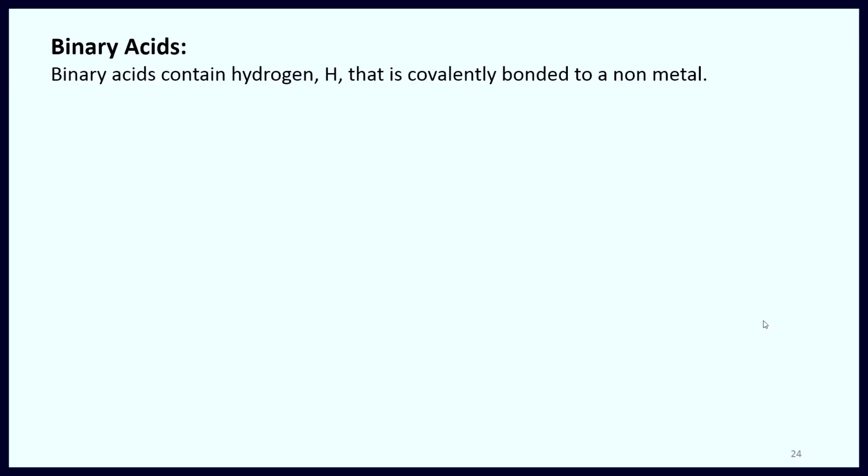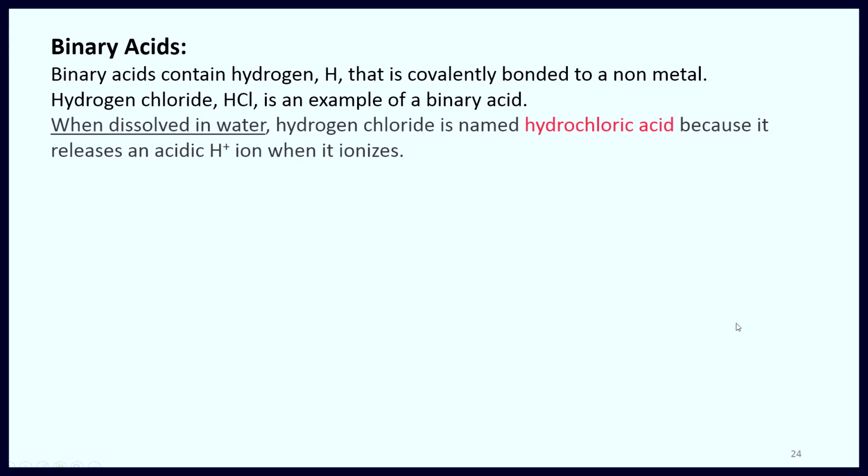Right, next we want to look at binary acids. Now, a binary acid contains hydrogen that is covalently bonded to a nonmetal. Hydrogen chloride, HCl, is an example of a binary acid. Now, when it dissolves in water, hydrogen chloride is named hydrochloric acid. Why? Well, because it releases an acidic hydrogen ion as it ionizes in water.